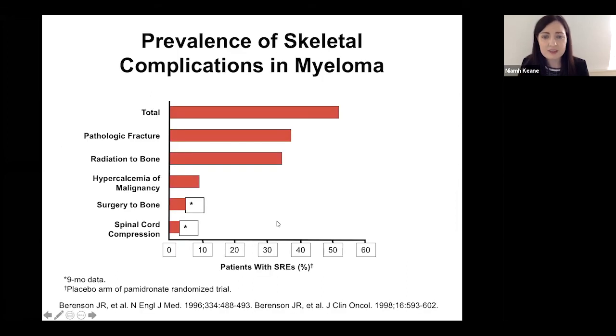Unfortunately, this is a reality for a lot of patients, and up to half of patients will have had a complication of the bony involvement in multiple myeloma. This can include a fracture in more than a third of patients, hypercalcemia, so a dangerously high level of calcium in the blood, or needing surgery to the bone, or having had a spinal cord compression as a result of a fracture in the backbone. So we aim to prevent these.